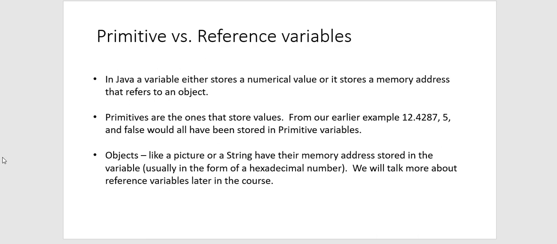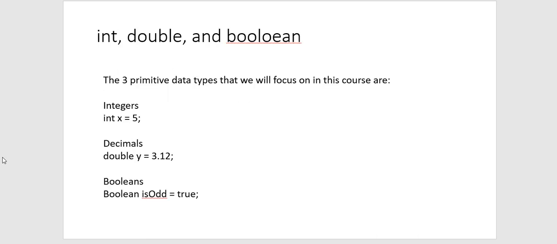Right now, we're just going to focus on primitives, and we're going to focus on these three primitive types: ints, doubles, and booleans. Here we see the integer, decimal, and boolean represented, and the syntax. So double, as you might have guessed, is what we use to represent our decimal numbers. And then booleans are the true or false values. So you actually set them either equal to true or false.